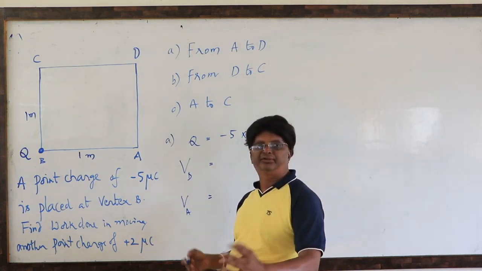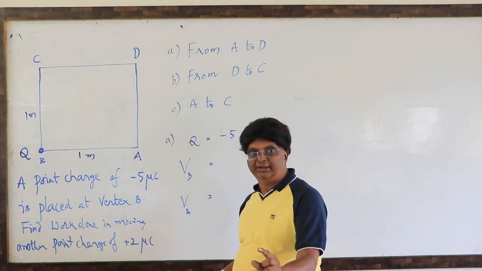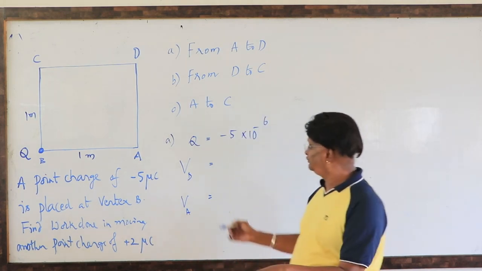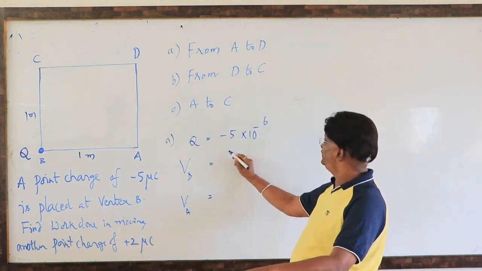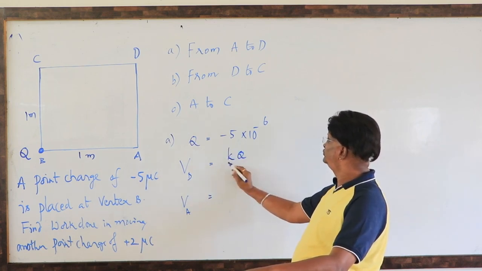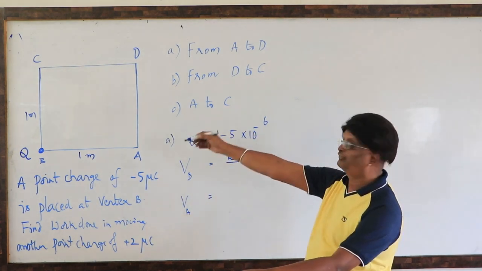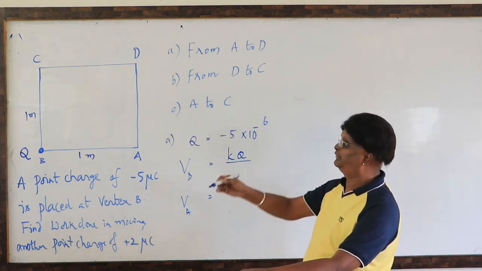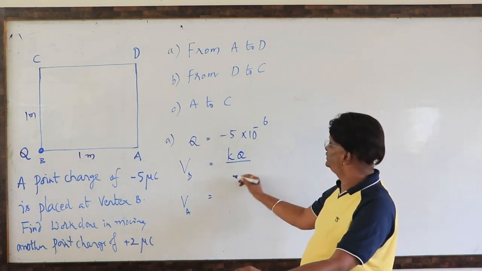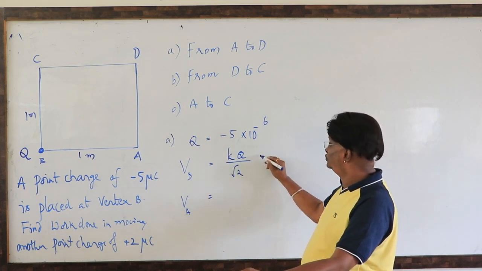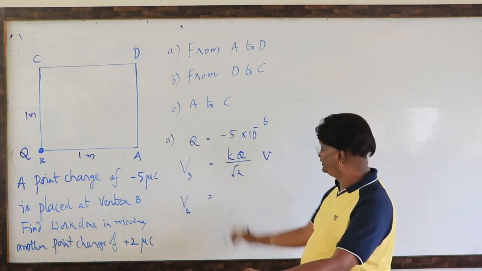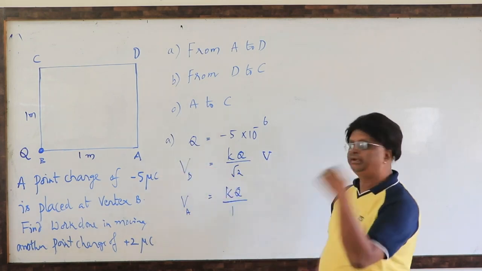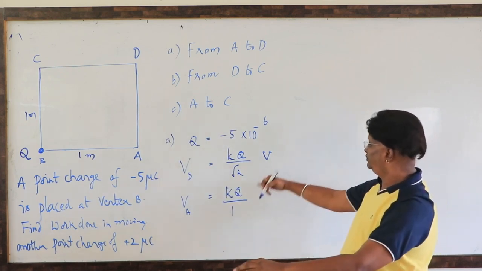Because for a displaced charge, work done is nothing but the potential difference times the charge which is displaced. So to find the potential difference, we have two positions, D and A. Therefore here it is KQ by, what is the distance of D from B? It is nothing but the diagonal, is it not? Since AB is the side, the diagonal becomes root 2 times, therefore the answer is KQ by root 2 volts. And what is VA? K capital Q by the distance of A, which is 1 meter, so KQ by 1.